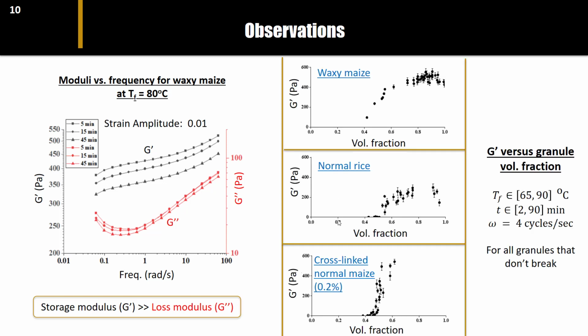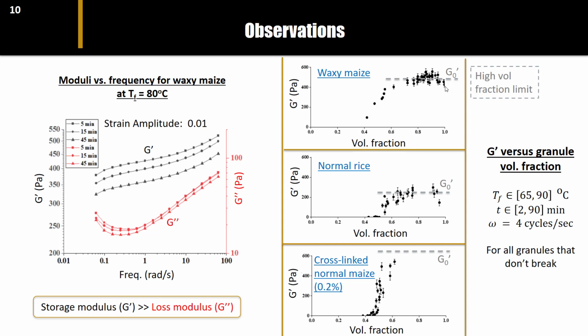The second observation I just want to point out to you is that if we take this storage modulus data G prime for all heating temperatures and all heating times, and we take all the data and then plot it against volume fraction, we see that all the data will collapse onto a single curve, and the curves will look different depending on the type of starch variety. So you get a different curve, for example, for waxy maize versus cross-linked maize versus normal rice. The big difference between the 3 is that the limiting value of the storage modulus at which it levels off is different depending on the starch variety.